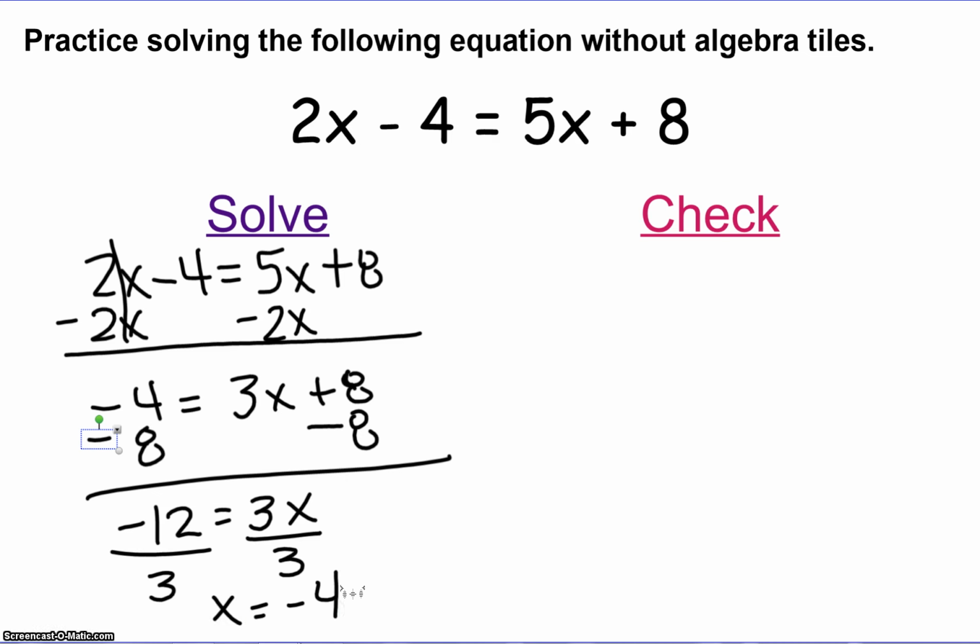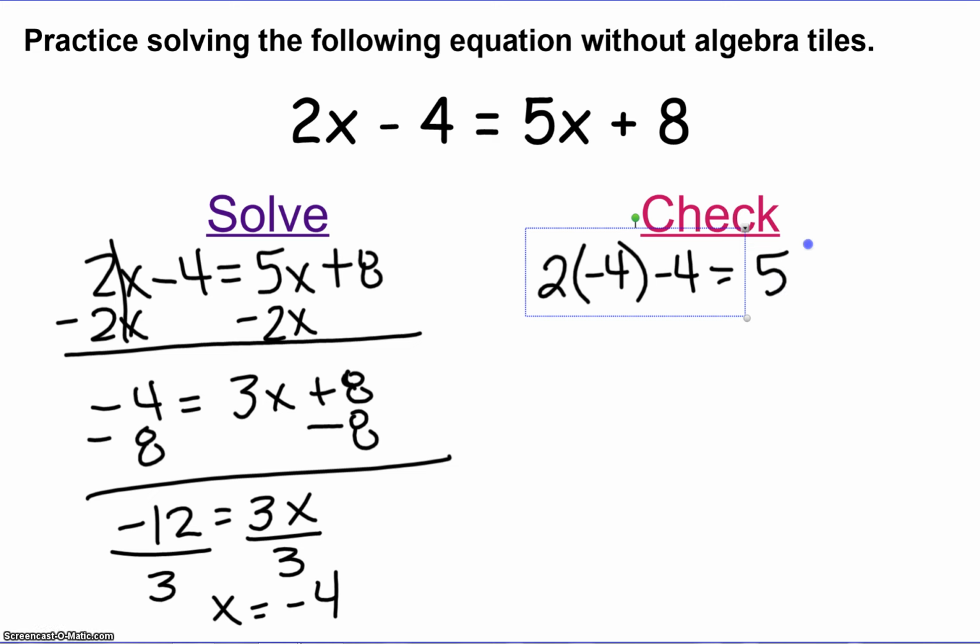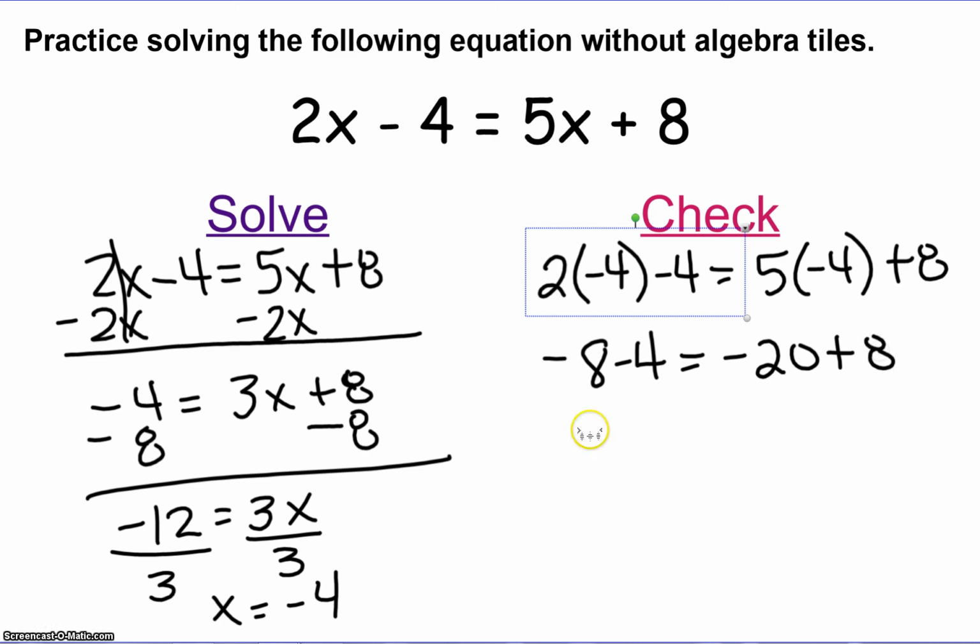Once we have solved for x, we come over here and we check it. So, 2 times negative 4 minus 4 equals 5 times negative 4 plus 8. Well, we have negative 8 minus 4 equals negative 20 plus 8. Negative 12 equals negative 12. Your answers check out, so you know your x was correct.